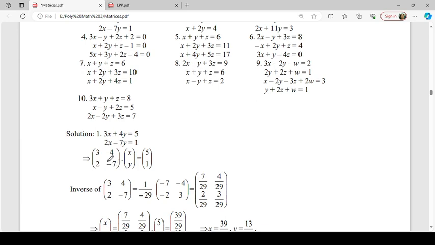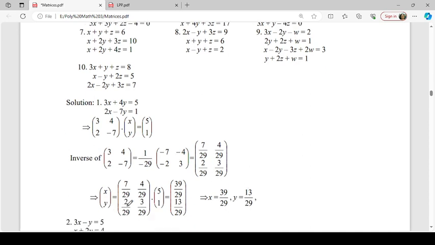So minus 21 minus 8, it is the determinant of A. It is minus 29. And then we find adjoint A. Adjoint A is this one, minus 7, minus 4, minus 2, 3. Then after division it is 7 by 29. This is A inverse. So x vector xy is equal to A inverse into 5, 1. Multiply this and we have this value x is 39 by 29, and y is 13 by 29.